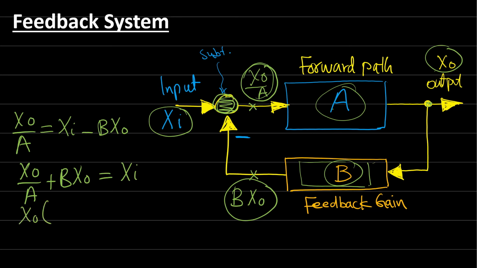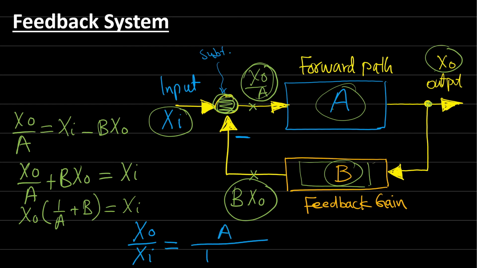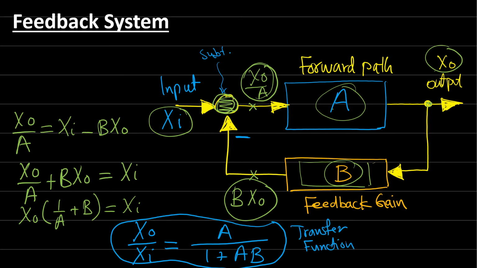Take x out all together. So this 1 over A plus B is equal to x input. Finally, we can get this relation: x out over x in will be equal to A over 1 plus A times B. And this is what we call the transfer function, which is the relation between the input and the output.